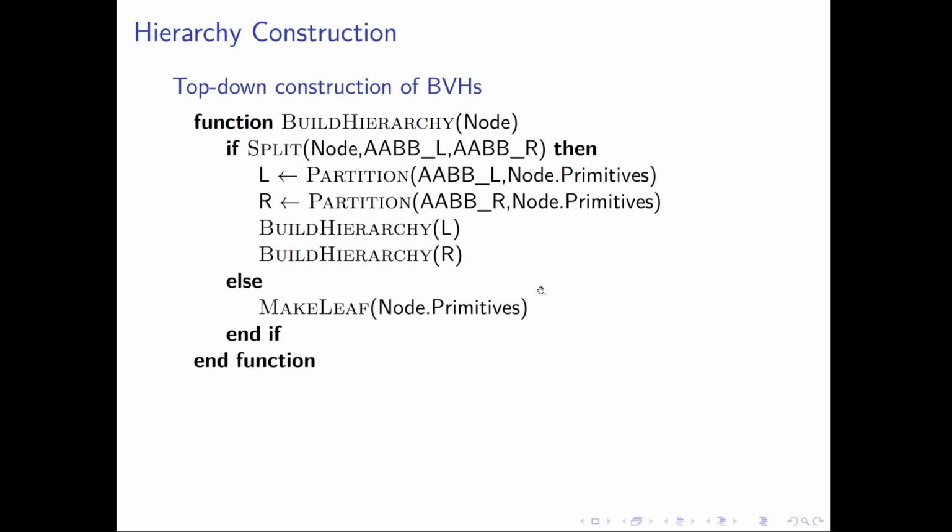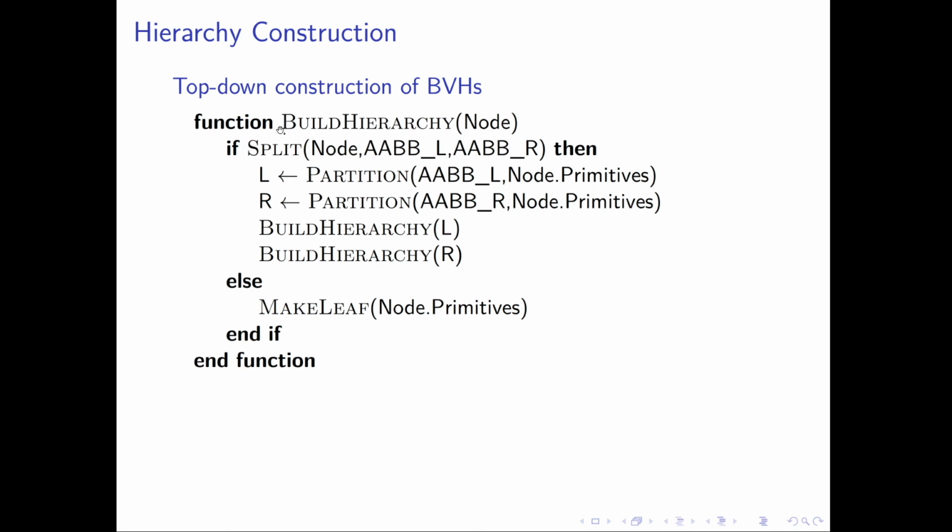So top-down construction is usually done recursively. And top-down BVH construction is actually a build routine that is very commonly used on CPUs, for reasons that we will discuss in a little bit. The basic outline of the function to top-down construct a BVH is as follows.